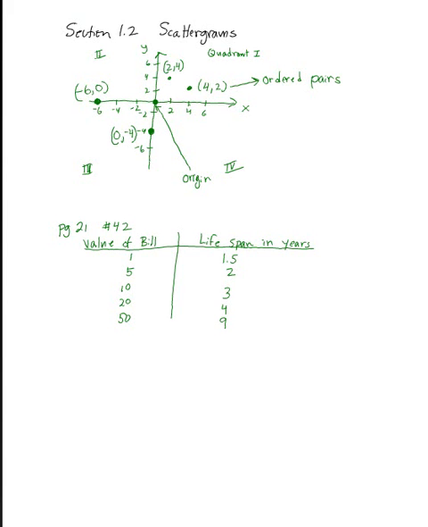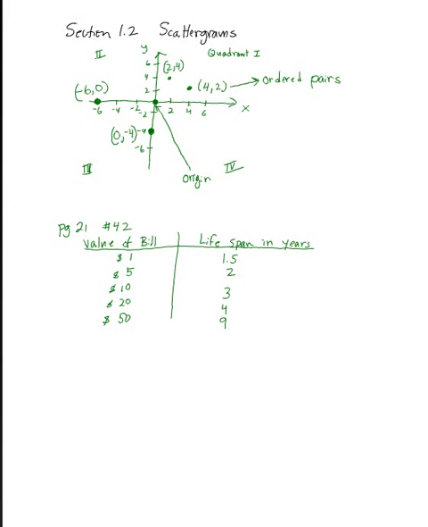Okay, so let's look at some actual data and draw a scatter plot. So here's problem number 42 from page 21. It gives you the value of a bill, and these are in dollars, and the average lifespan of the bill in years. So a $1 bill, they know that's going to last about 1.5 years. Then it's going to get so worn out it can't be used any longer. On the other hand, a $50 bill, that's going to last about 9 years. $50 bills, not as many people have $50 bills. They don't get exchanged as often, so they last a little longer. We're asked to create a scattergram of the data.